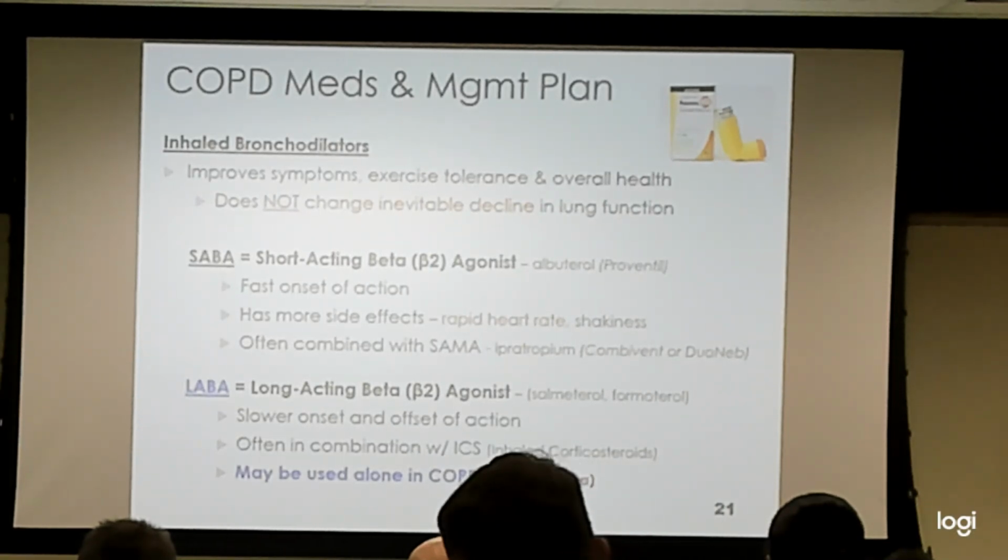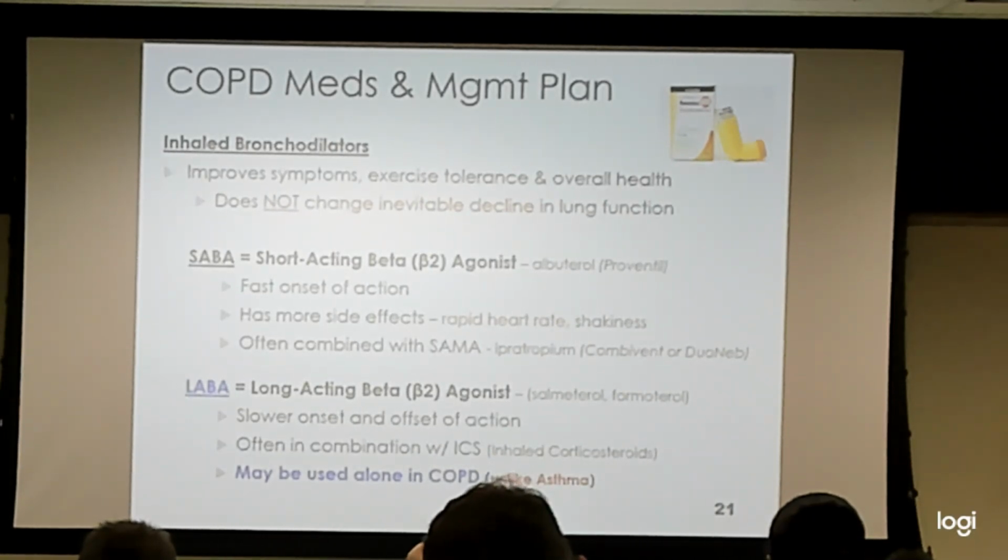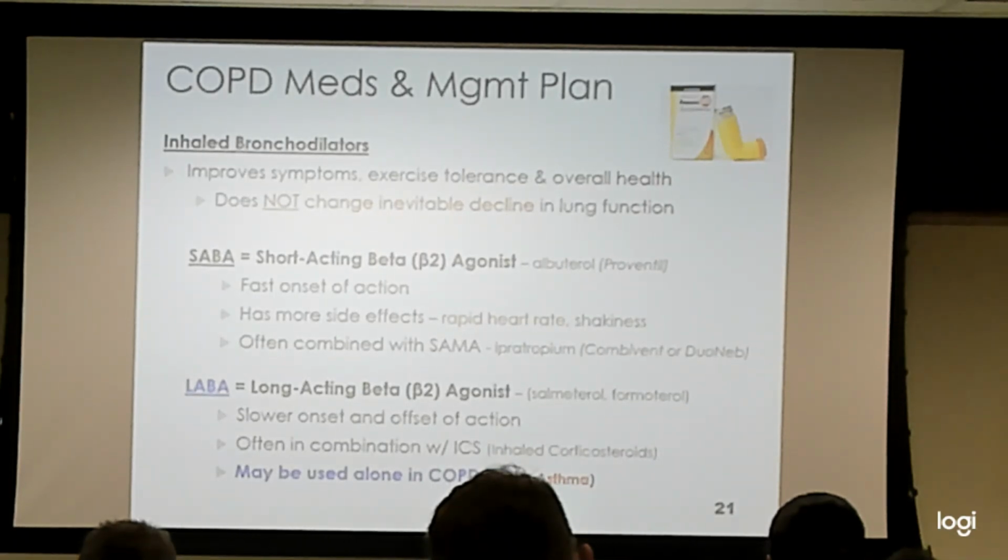So often, the Combivents, the DuoNebs. So DuoNeb's classic, the ipratropium, albuterol, we combine them a lot. One of them's working on the parasympathetic, one of them's working on the sympathetic. So we're helping to open up the airway and decrease the inflammation and mucus production.